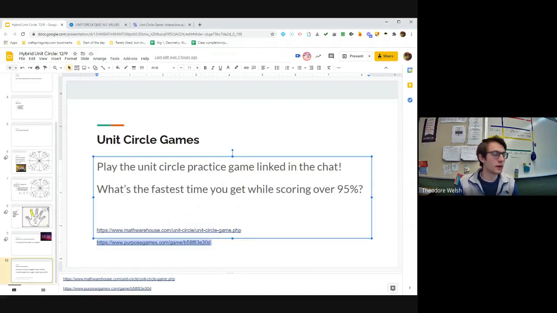Before you get started on a couple of those games, do we have any questions, either about these games, about the agenda, or about anything related to the unit circle?